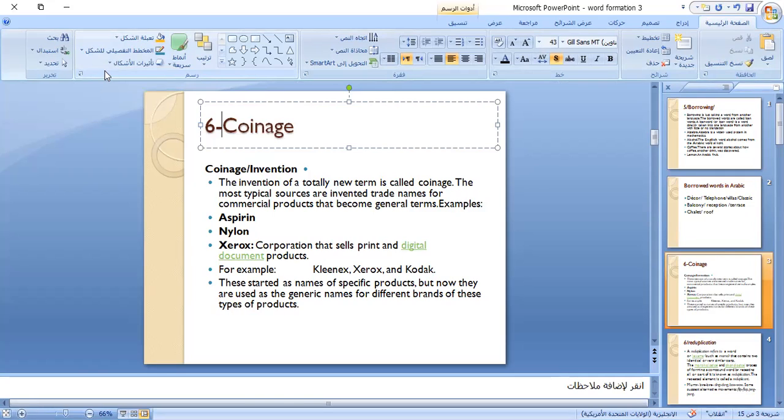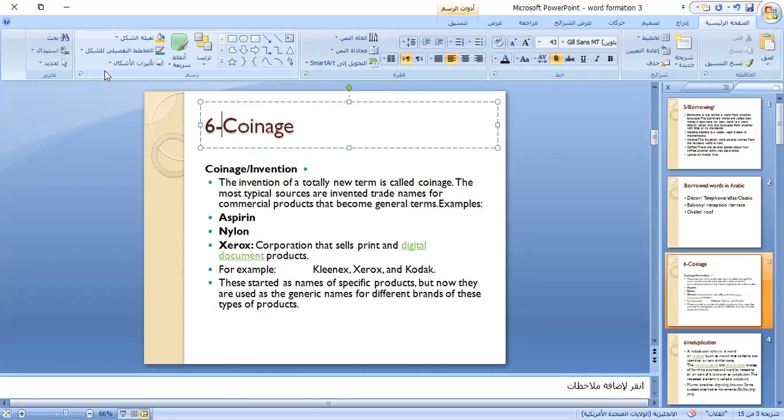Okay, here are some words like aspirin, which is a type of medicine. It is a matter of coinage. Nylon, it is a matter of coinage. Xerox, which refers to machines which make photocopies and so on. All of these are called coinage. Actually, new or invented words.